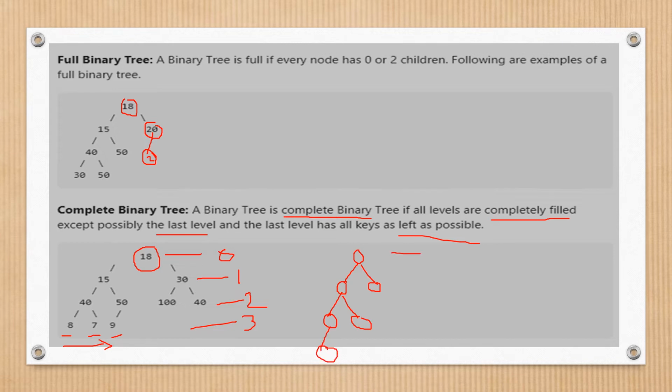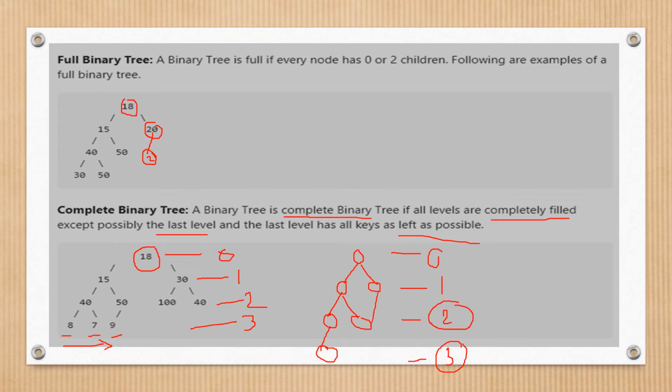See here, level 0, level 1, level 2, and level 3. Is this a complete binary tree? No, because this is the last level 3. Before filling this last level, we have to completely fill the level before it. Only after completely filling the second level do you fill the third level. Here the second level is not completed, so it is not a complete binary tree.